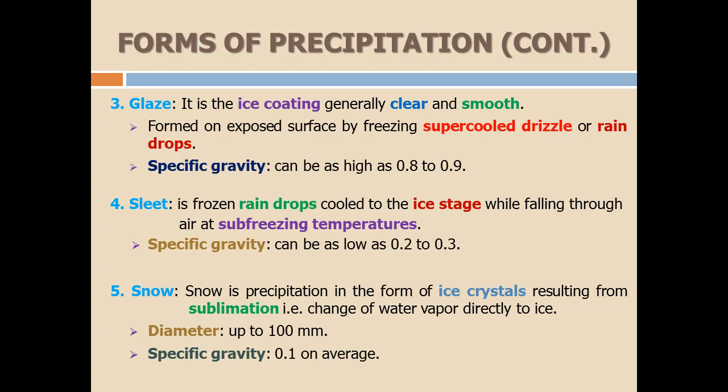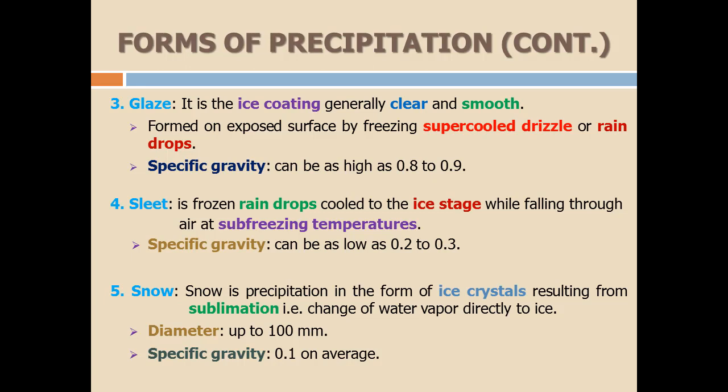Okay, glaze is actually formed if a raindrop or a drizzle drop sets on any object, and the temperature of that object drops down below 0 degrees centigrade. So a clear and smooth layer of ice forms on the top surface of the drop, and this layer is known as glaze because it glazes.